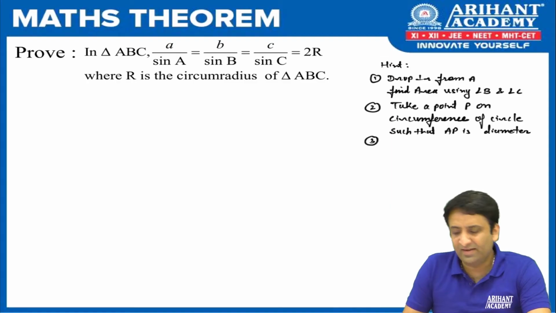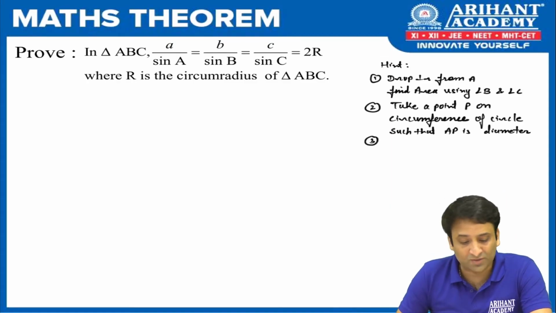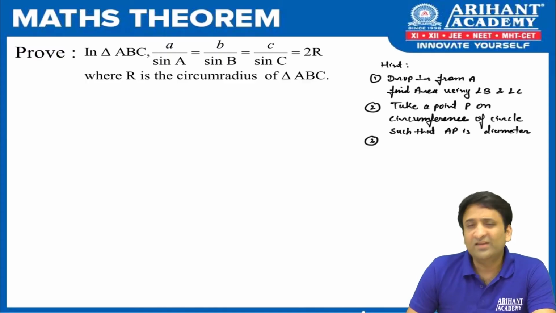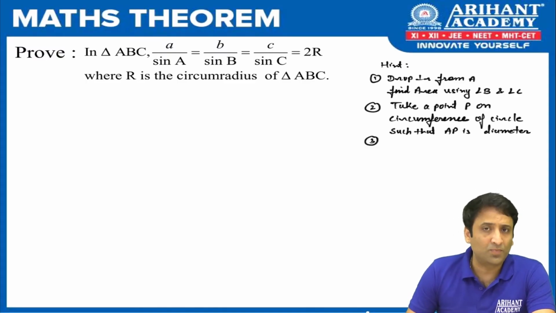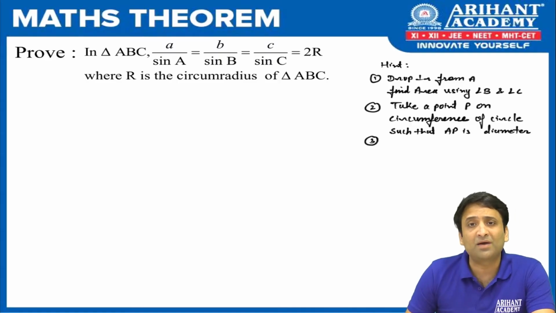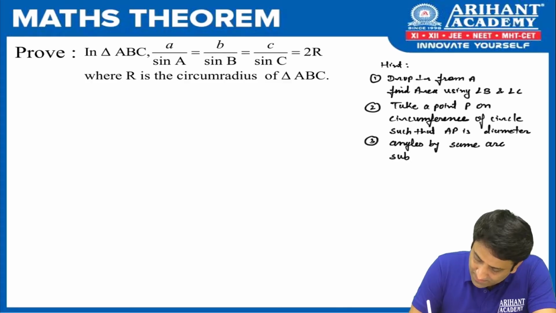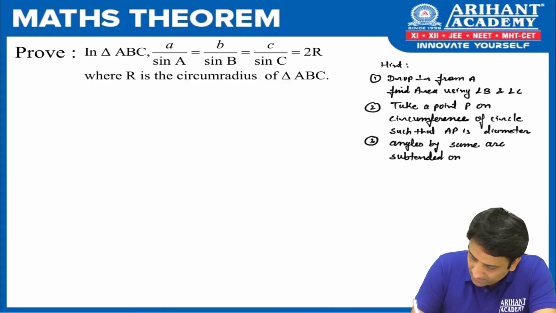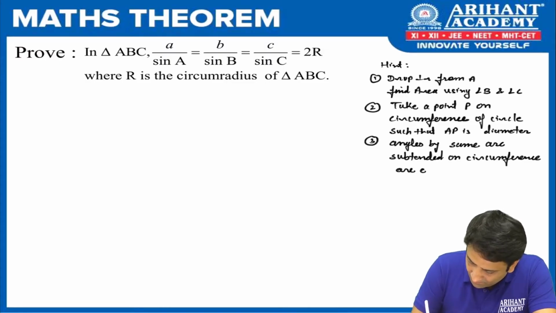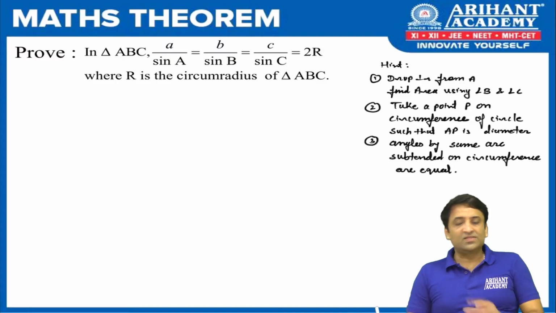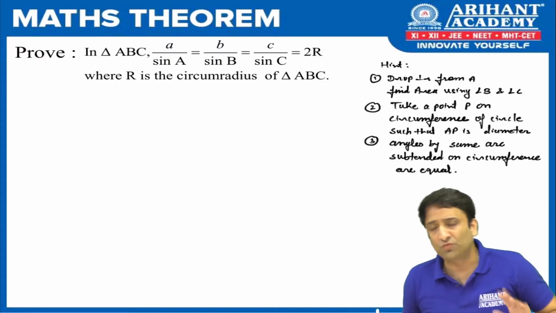And finally hint number three, the final hint by which we are going to conclude this proof: in 10th standard circle chapter, there was one property which says angles subtended by the same arc on the circumference of the circle are equal. So just keep these three hints in your mind. You'll be able to write this proof very easily.